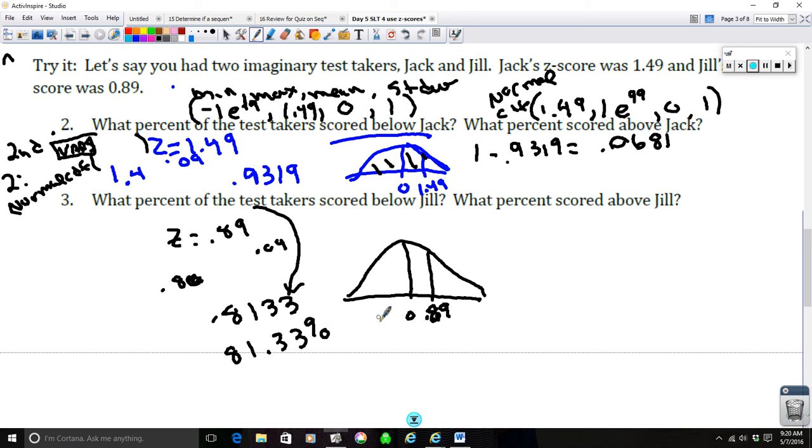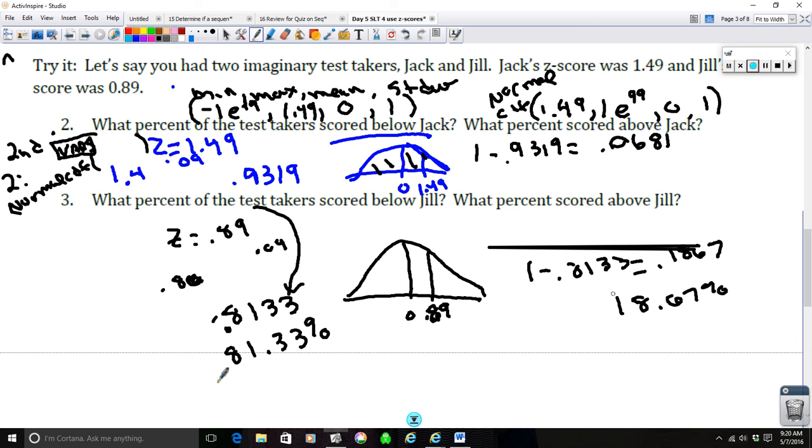And then obviously the ones that didn't score below Jill scored above Jill. So 1 minus that 0.8133 would give you that, which is going to be 0.1867 or 18.67%.